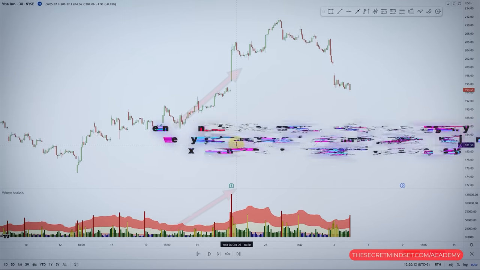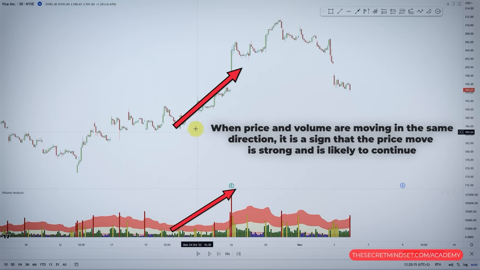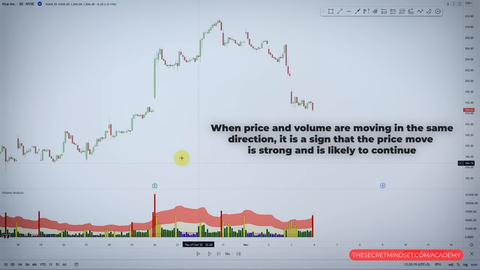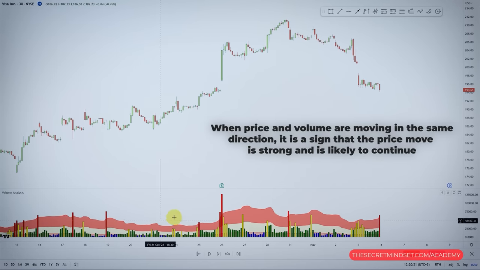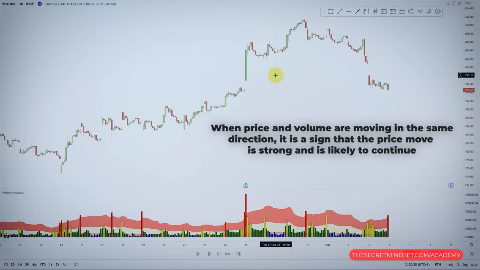So when price and volume are moving in the same direction, it's a sign that the price move is strong and is likely to continue. For example, if a market is in an uptrend and there is a significant increase in volume, it's a sign that the uptrend is likely to continue.